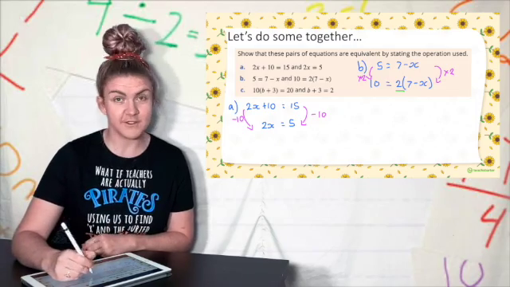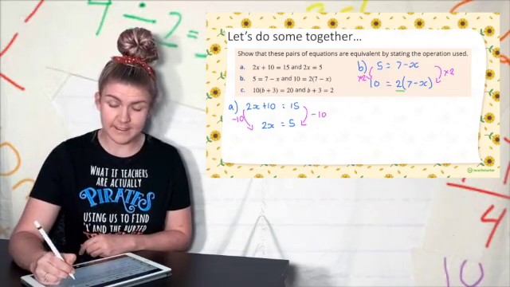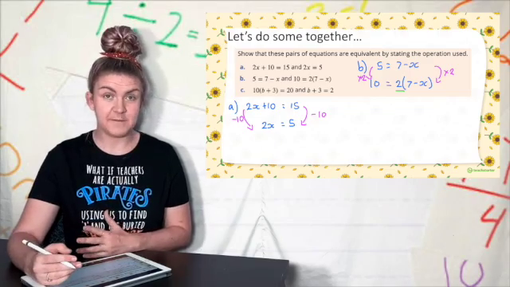So this 5 times 2 would be 10. And on this side, the 7 take x has stayed the same, but the whole thing has been multiplied by 2.